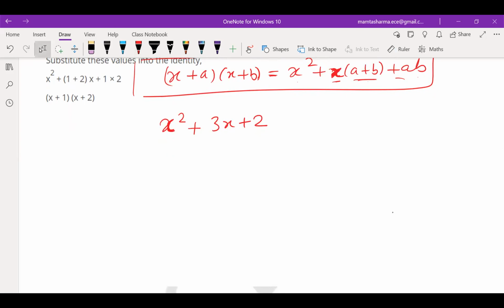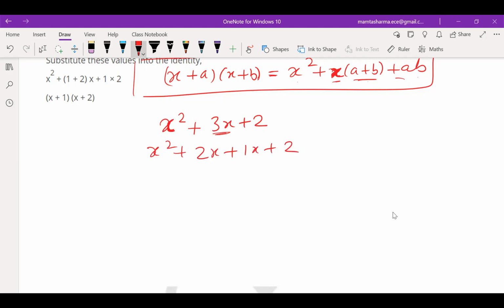Ma'am, because no formula applies right here. Ma'am, split the middle term will come. Two ones are 2, 2 plus 1 is 3. So 2x plus 1x plus 2.